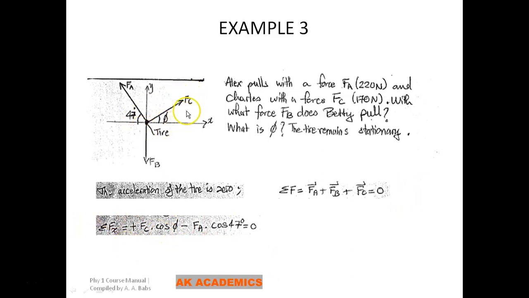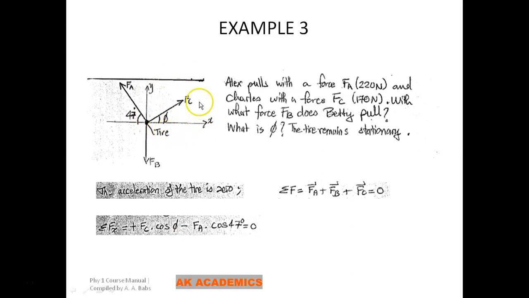What is the horizontal component of FC? The horizontal component of FC will be equal to FC cos phi. FC cos the angle FC makes with the horizontal. That is how to find the horizontal component of a force that makes an angle with the horizontal. So we have FC cos phi. Now the sign is positive because the horizontal component of FC will be on the positive x-axis, so the sign is going to be positive.